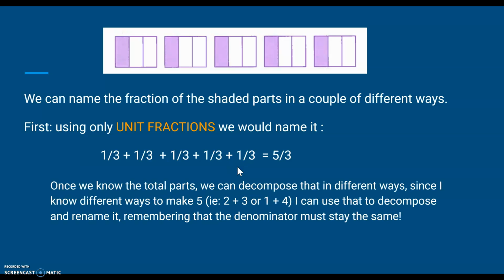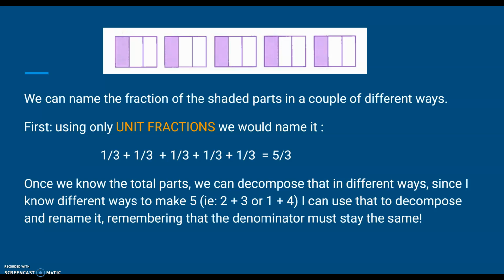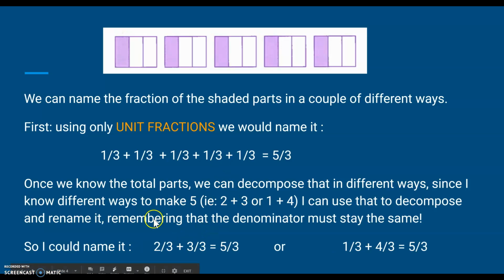Once we know the total parts, we can decompose that in different ways. Since I know different ways to make 5, such as 2 plus 3 or 1 plus 4, I can use that knowledge to decompose and rename it, remembering that my denominator must always stay the same. So I could name the same fraction using the 2 and 3: 2/3 plus 3/3 equals 5/3. Or I could name it as 1/3 plus 4/3 equals 5/3. 1 plus 4 equals 5. The numerators have to go together to equal the total number of colored parts.